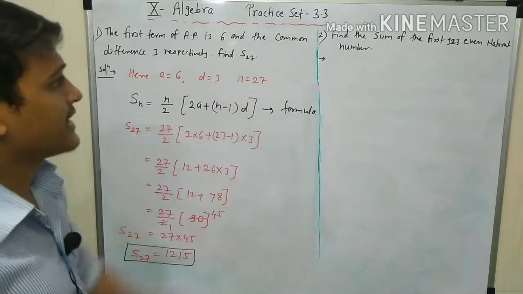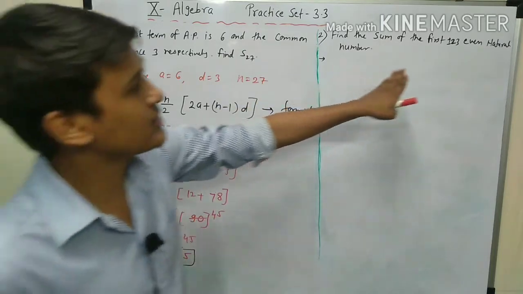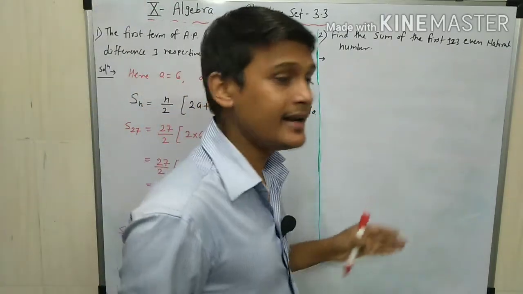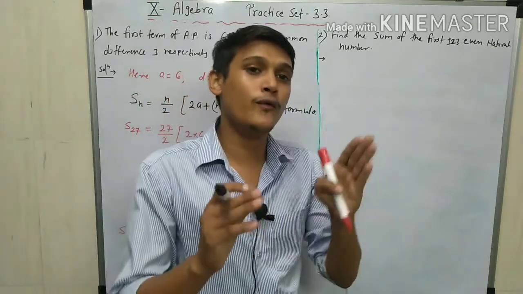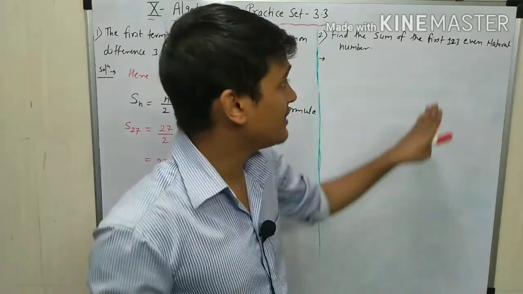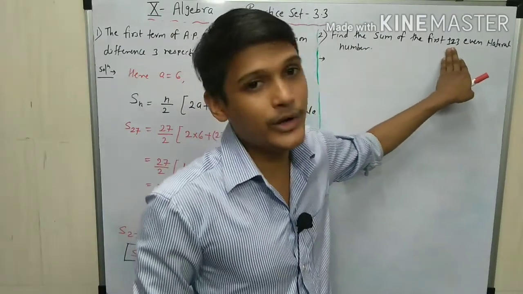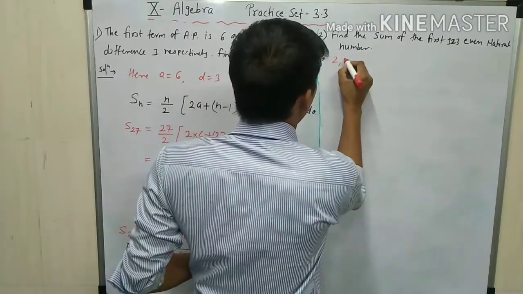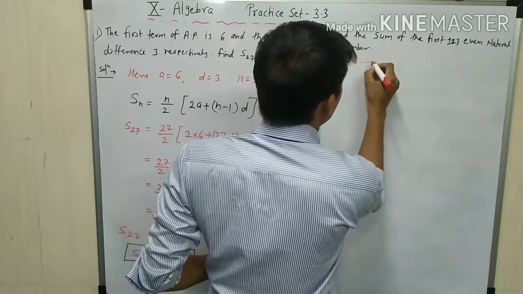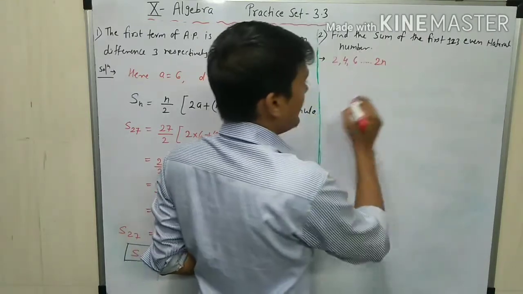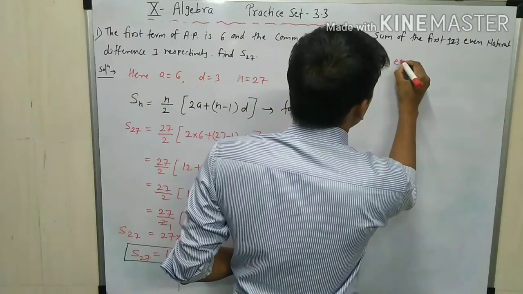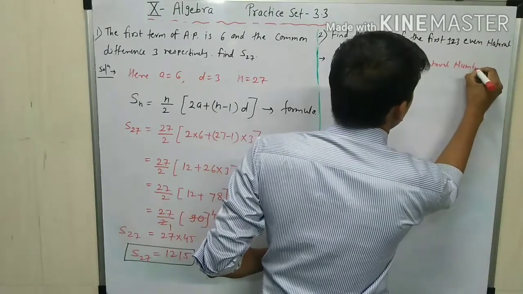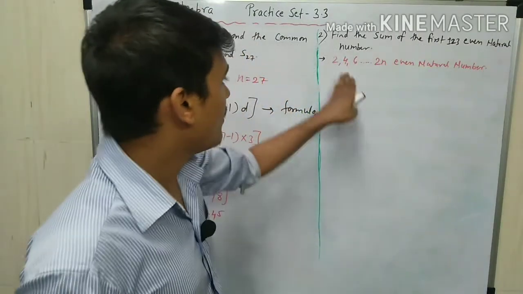Now the second question: find the sum of the first 123 even natural numbers. Understood? Now we can write here, the natural numbers start from 2, 4, 6 and so on. But the last number is what? The n number is 123. We can write here 2, 4, 6, and this is the even natural number. Okay.